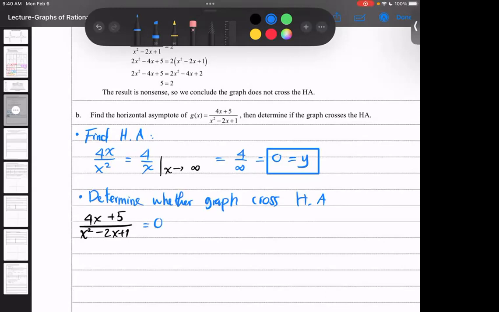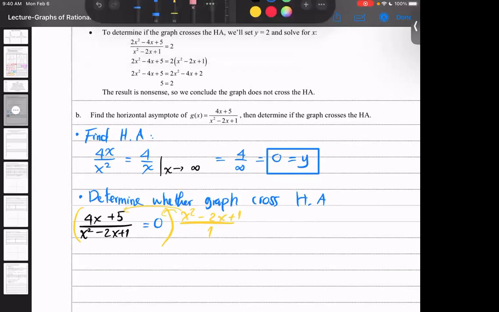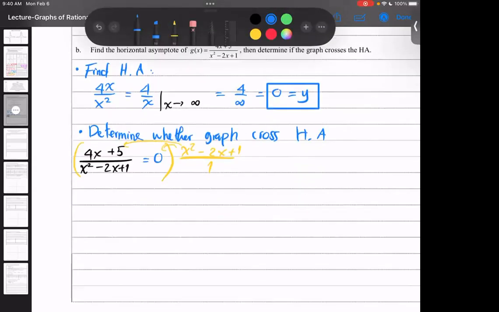What is my LCD here? x squared minus 2x plus 1. Right. So what you're going to do is multiply both sides by x squared minus 2x plus 1 over 1. I like to write like that. And then you distribute that. If we distribute that to the left-hand side, it's canceled. This is what we want, right? If it doesn't cancel, then something is wrong. And then if you distribute it to the right-hand side, 0 times anything is still 0.